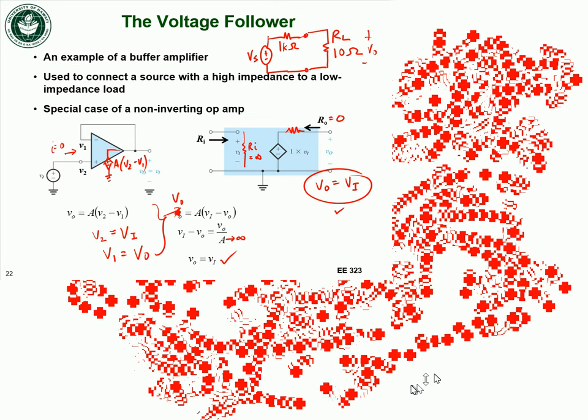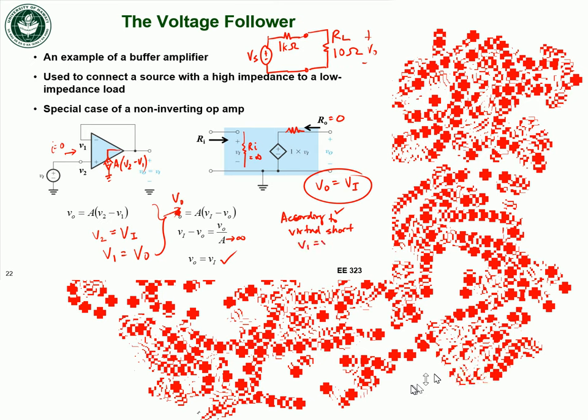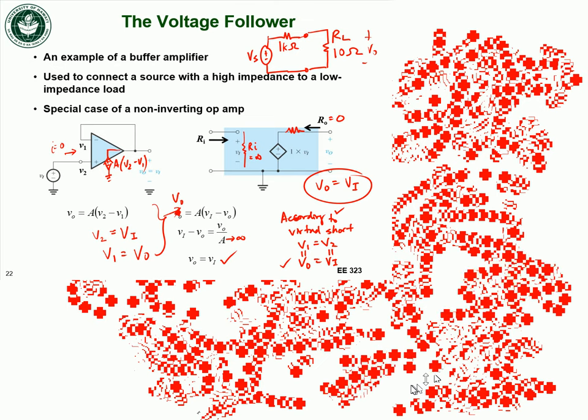This also checks out because, remember, we have that virtual short condition. So just according to the virtual short, V1 has to equal V2. And we said V1 is Vout, and V2 is VI. So also according to the virtual short, I should get my output voltage is equal to my input voltage. Okay, so we have verified that the output is equal to the input voltage two different ways.